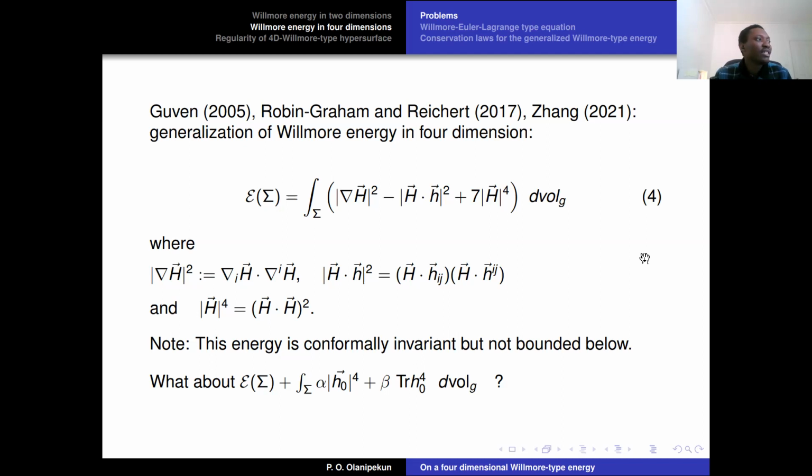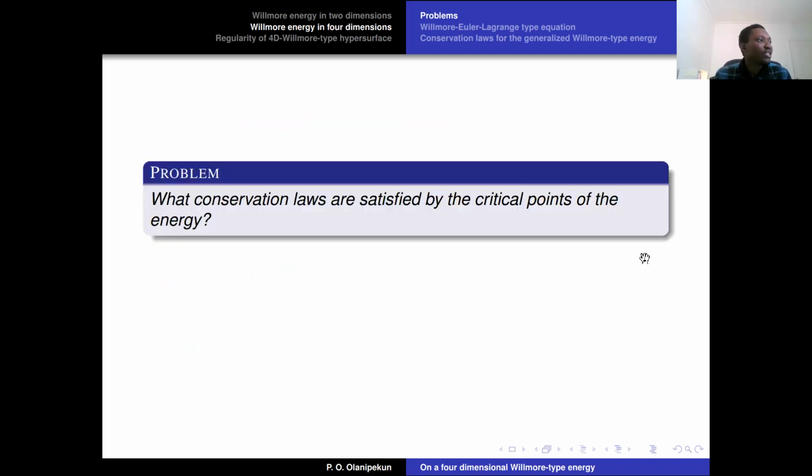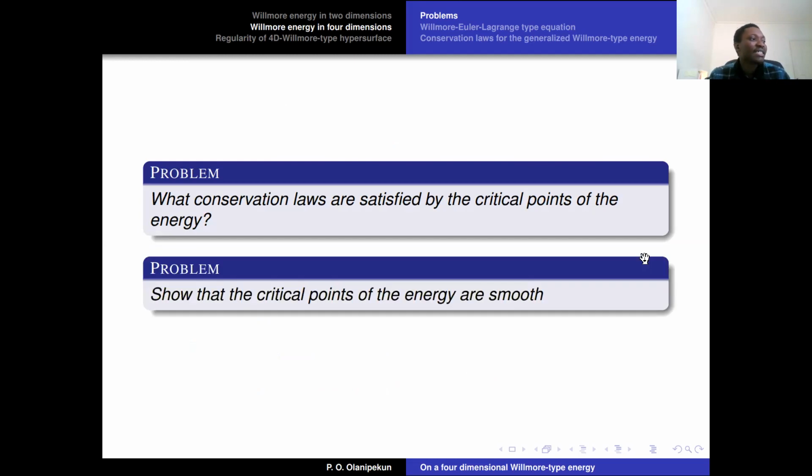It's the 4-dimensional generalization of the Willmore energy. And the first question is, we want to see what its critical points look like, the behavior of the critical points. So first of all, we ask what conservation laws can be satisfied by the critical points of this energy. And then next, we want to find out if the critical points of this energy are actually smooth.